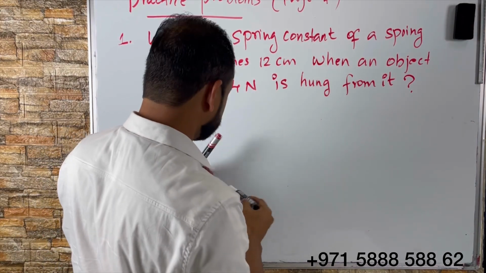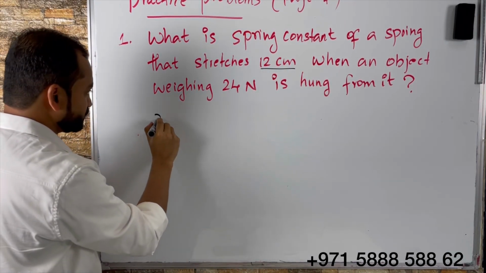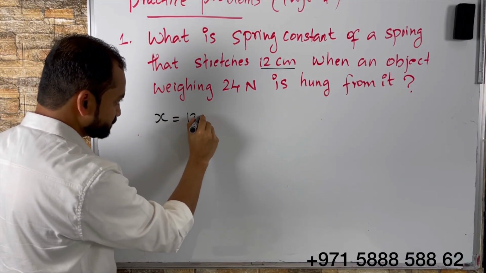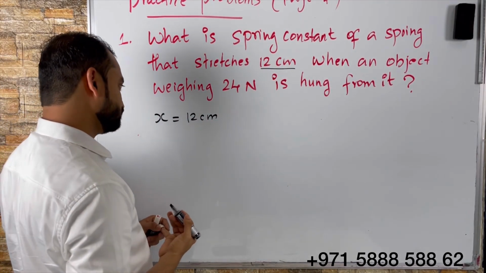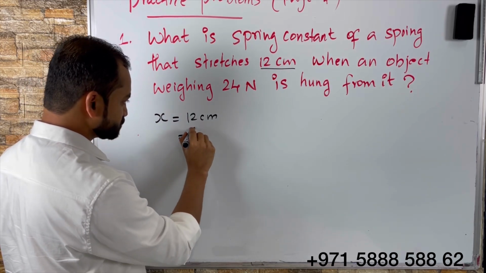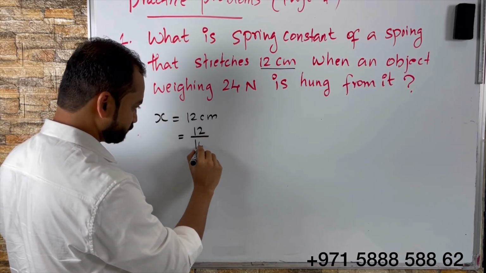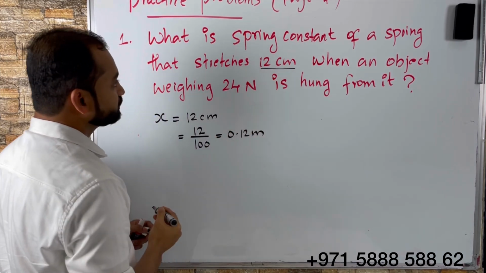What is 12 centimeter? It must be distance, right? It must be x. So x is equal to 12 centimeter, but centimeter is not the unit of distance. Meter is the SI unit of distance. So we need to change this 12 centimeter to meter by dividing by 100. So it will be 0.12 meter.